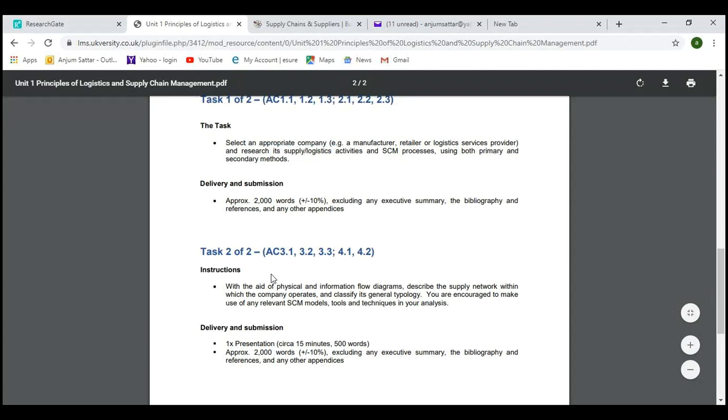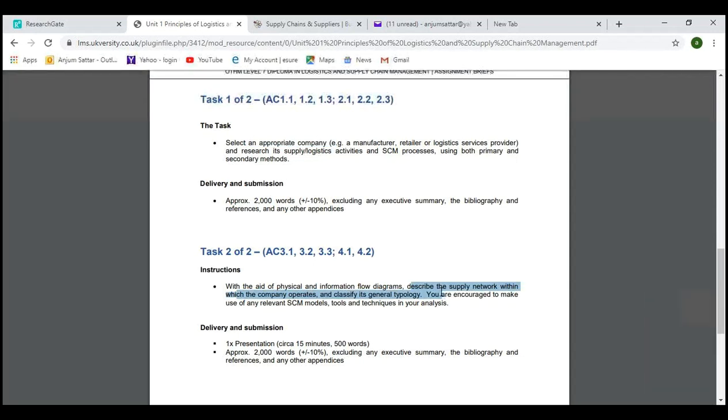Section 2 is a physical information flow diagram and describe the supply network, company, operate, and classify. Yes, you're right. And they are saying, you make the 500 words, 15 minutes presentation, and approximately 2,000 words, an executive summary, bibliography, and references. It's quite strange. Unfortunate. So is all together can be 2,000 words. It's fine, and you can 500 words presentation PowerPoint slides.